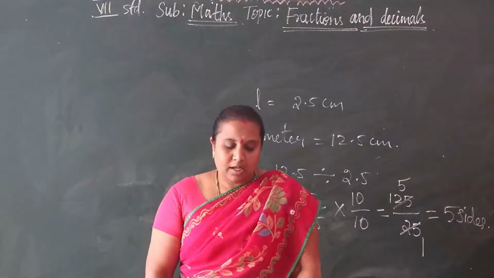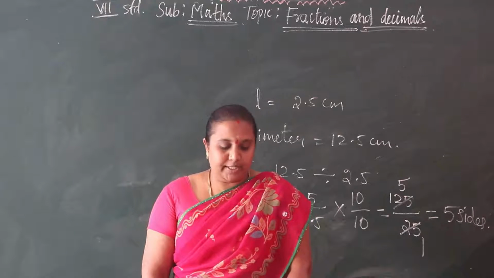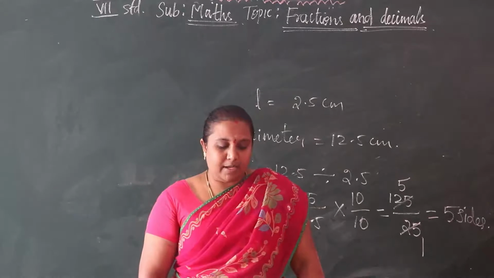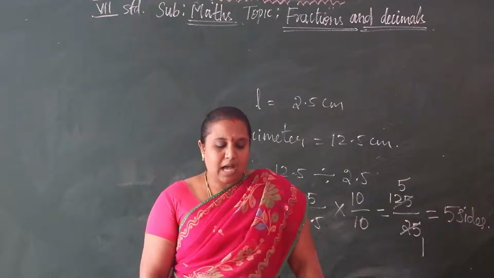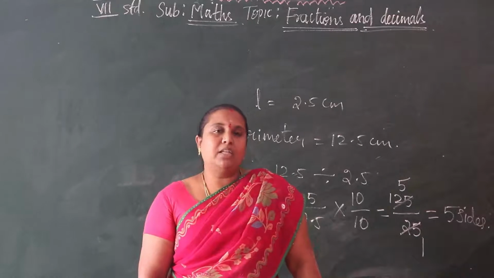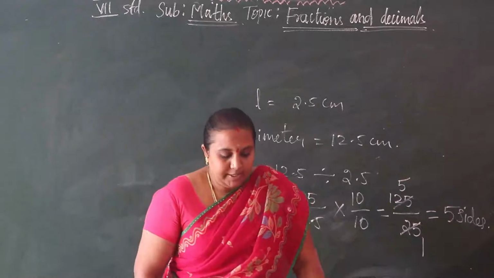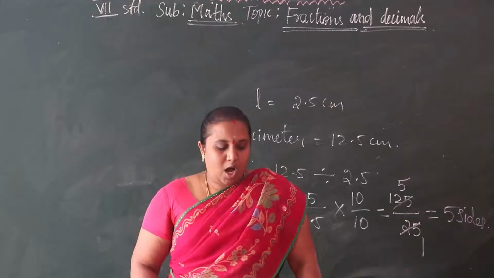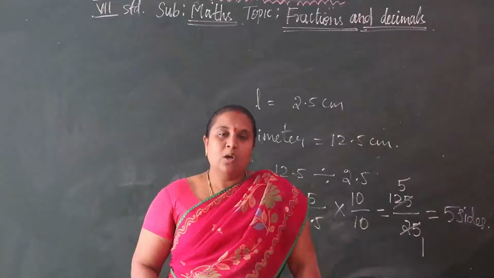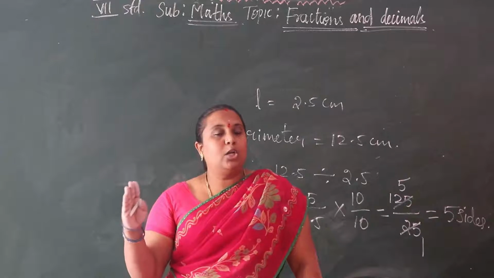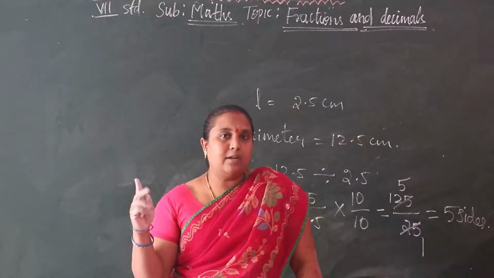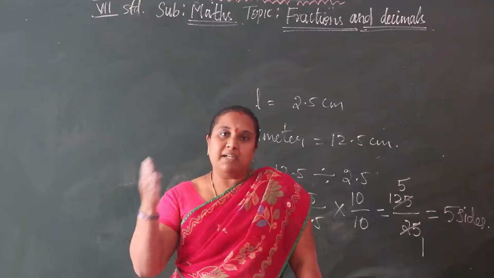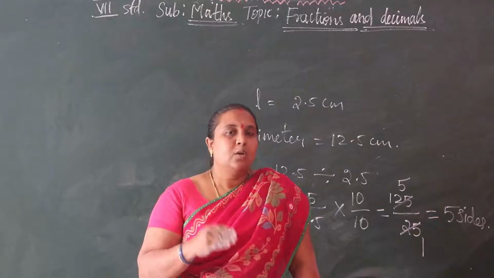Another example: a car covers a distance of 89.1 kilometer in 2.2 hours. What is the average distance covered in 1 hour? The distance covered by the car is 89.1 kilometer, and the time required is 2.2 hours. It covers 89.1 kilometer in 2.2 hours, but in 1 hour, how much distance does it cover? We want to find out.